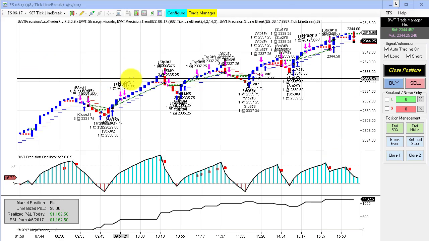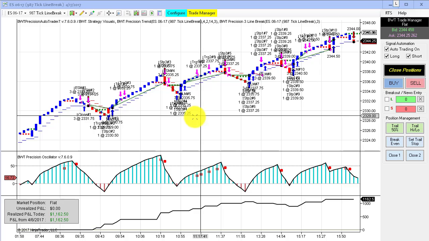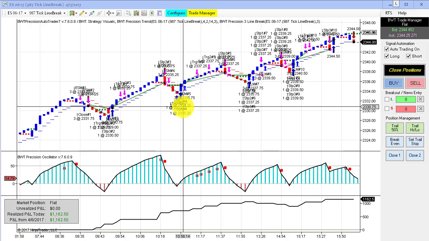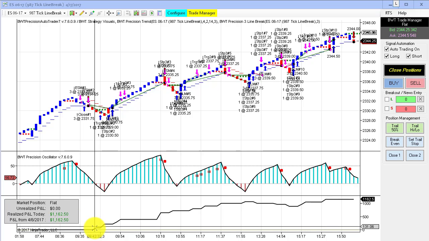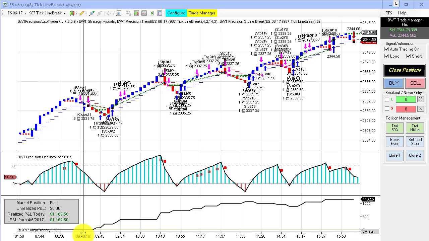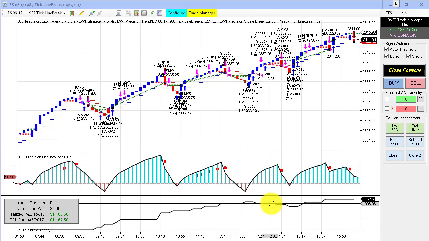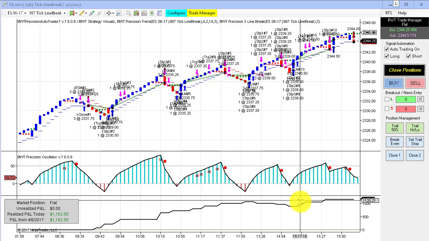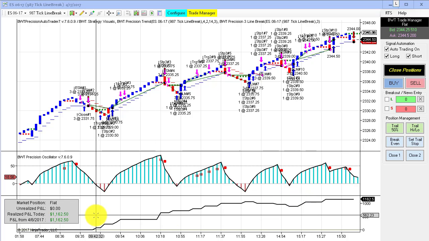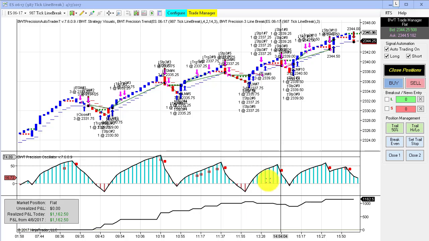Okay, next up is the E-mini S&P on a 987 tick line break chart. This is trading 3 contracts. You can see my equity curve down here beginning at 9:30 in the morning, and it was pretty much straight up till the noon hour and then kind of sideways and a little bit up after that. Doing 1162.50 for the day, which is excellent.